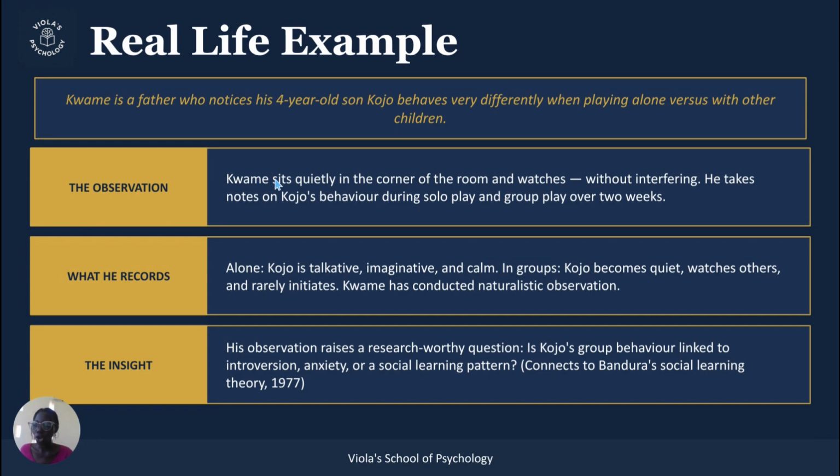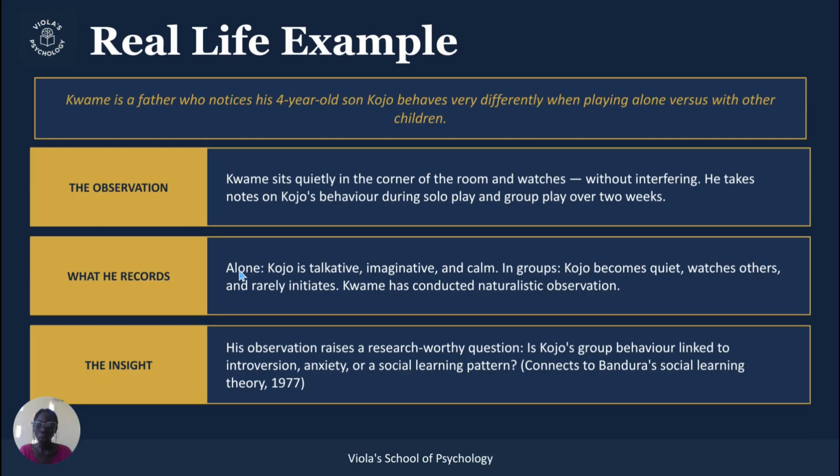And then he takes structured notes on Kojo's behavior across both contexts. That's when he's alone and when he's in a group. And this is naturalistic observation done properly. I just want you to understand by applying this to a real life situation. Now, his records reveal a clear, consistent pattern, and the difference is real and repeatable. So he has observed this and he sees that this is a repeated action. There are no changes.